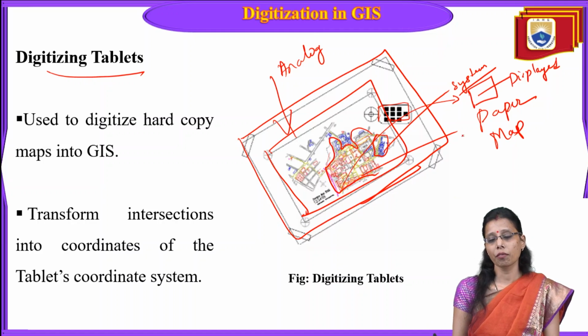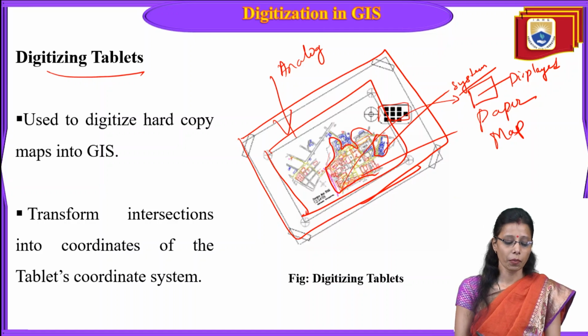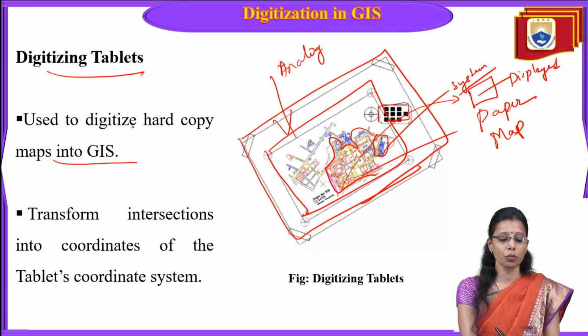So that's what we used to do before when we did not have the software. We had a digitizing tablet. On the tablet, the paper maps were fixed and taped from all the sides, and slowly the cursor was moved for the digitization process. After the digitization process, this analog information was converted to system information and displayed as a digital map. That's what we used to digitize hard copy maps.